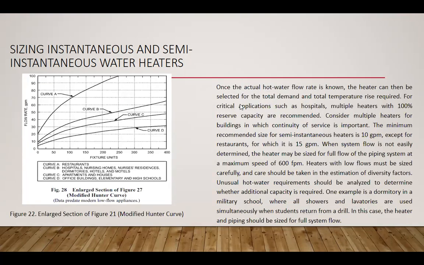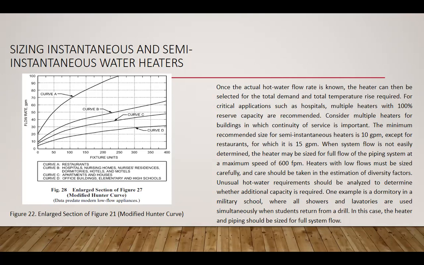Once the actual hot water flow rate is known, the heater can then be selected for the total demand and temperature rise required. For critical applications such as hospitals, multiple heaters with 100% standby capacity are recommended. Consider multiple heaters for buildings in which continuity of operation is important. The minimum recommended size for a semi-instantaneous heater is 3 GPM, except for restaurants for which it is 15 GPM. When system flow is not easily determined, the heater may be sized for pipe flow of the piping at a maximum speed of 600 feet per minute.